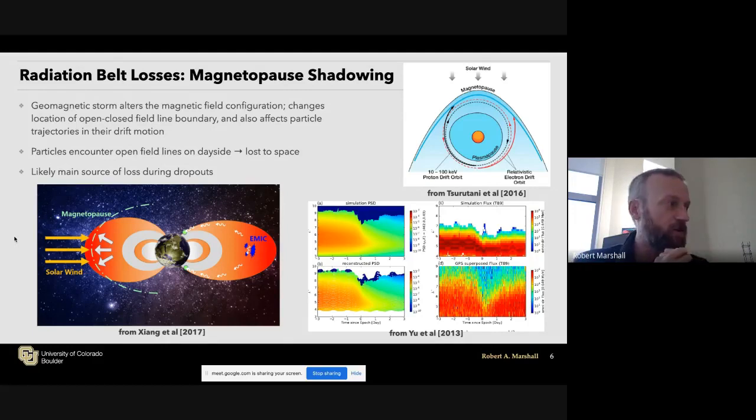I really like the graphic on the bottom right from Yu et al., which shows simulations and data of a magnetopause shadowing event. Again, we're looking at L shell on the y-axis, phase space density for the two leftmost of the four-quadrant plot, and then time in days, plus or minus 3 days on the bottom, where 0 is the nominal event time. You see this significant depletion in the phase space density, which is equivalent to a particle flux, right around t equals 0.